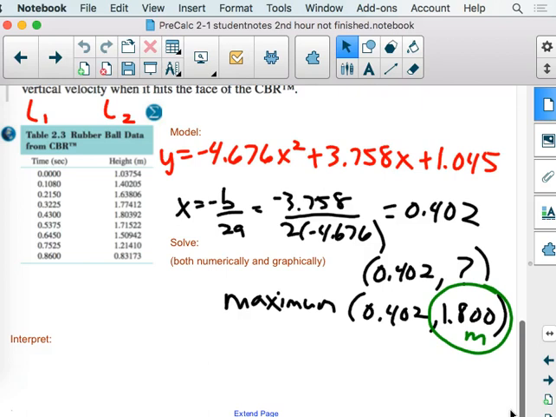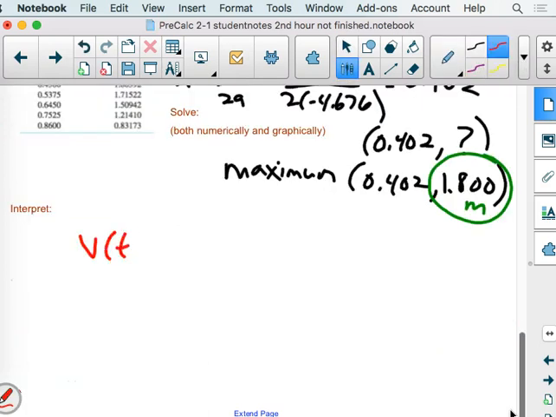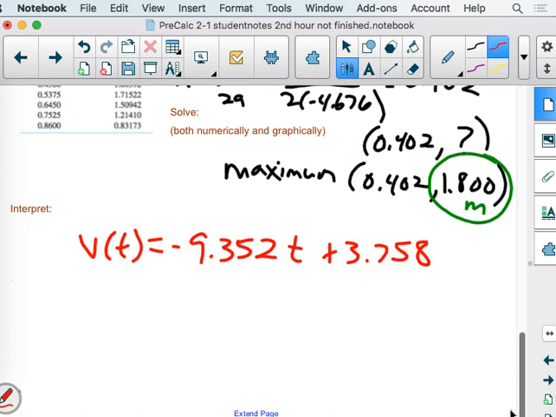Now in this class, I think we actually got our velocity formula all done, didn't we? We just didn't have to punch it in. So we had our V of t equals, and we'd gone up and found what gravity was, and that was negative 9.352 t, and our initial velocity 3.758. So just by using the formula to get that. And then we said, well, we have to figure out when this is going to hit that CBR in order to find out what the velocity was at that time.